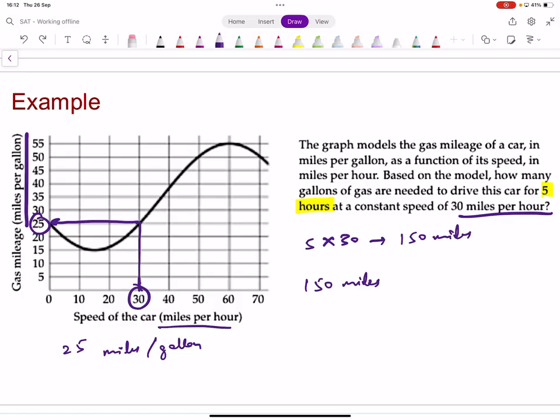You can use conversion factors if you want, or you can use ratios here as well. 25 miles per gallon. What about 150? 25 into 6 is 150. So 1 gallon into 6, that will be 6 gallons. You can just write this down directly. If you're unsure, you can use conversion factors if you remember that.